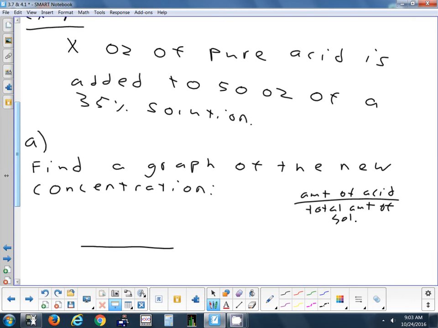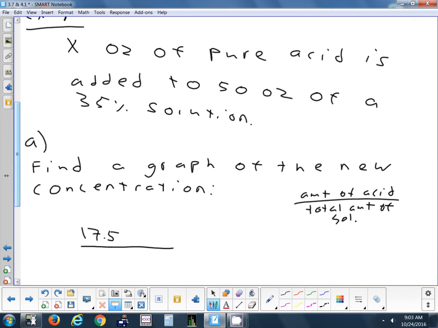Now, as you add more and more and more pure acid, what's going to happen to the concentration of the acid? Higher and higher and higher. Is there any limit that it's going to approach? It's not going to be 100.